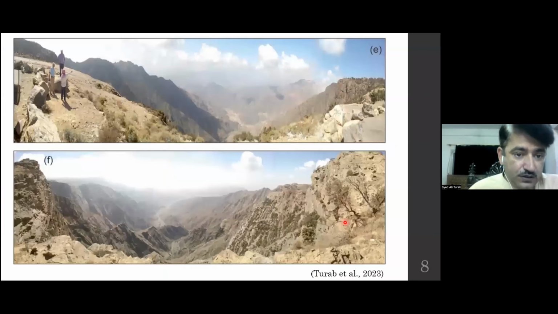Okay, some more photographs showing the panoramic views from the top of the escarpment towards the coastal region, showing the sharp interfluves indicative of the intense erosion.